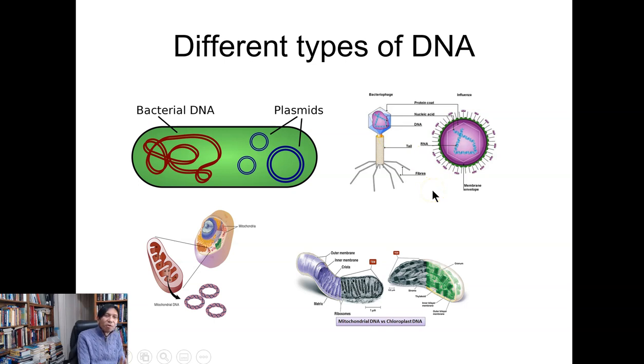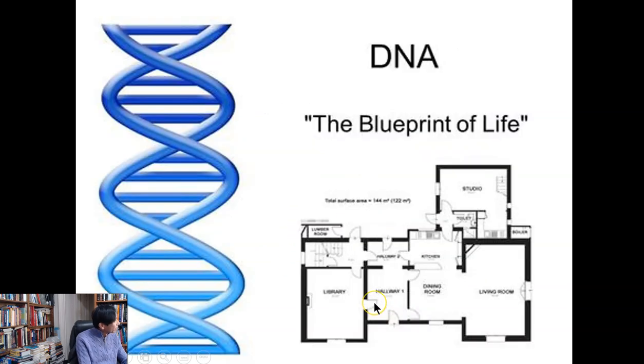And you are all familiar with nuclear DNA. You know that in your cell, inside the nucleus, DNA is located. Most of you are familiar with nuclear DNA, but apart from nuclear DNA, all of your body cells have mitochondrial DNA, and plants also have chloroplast DNA. So scientists call DNA the blueprint of life.